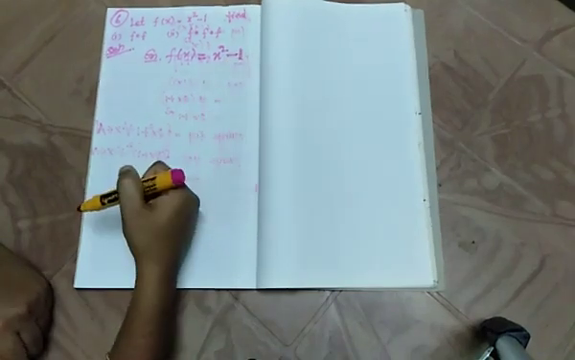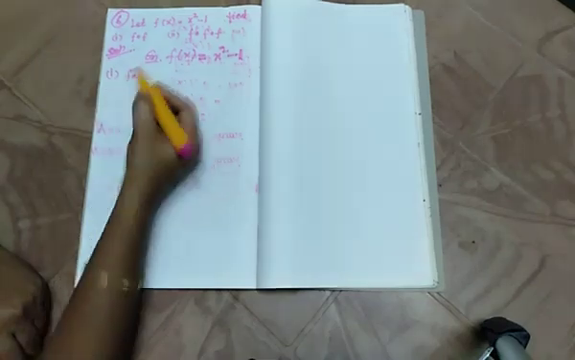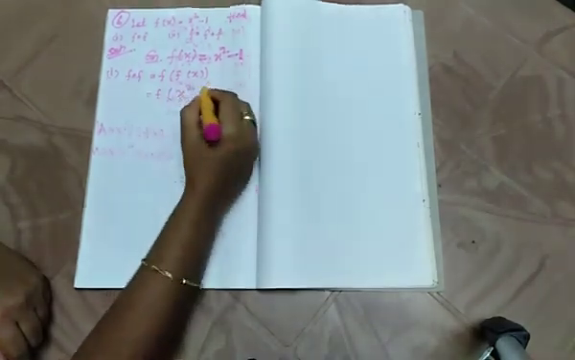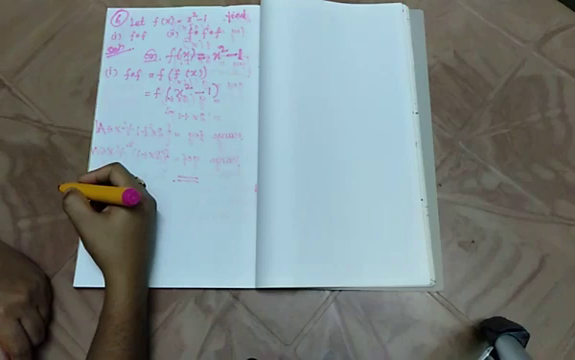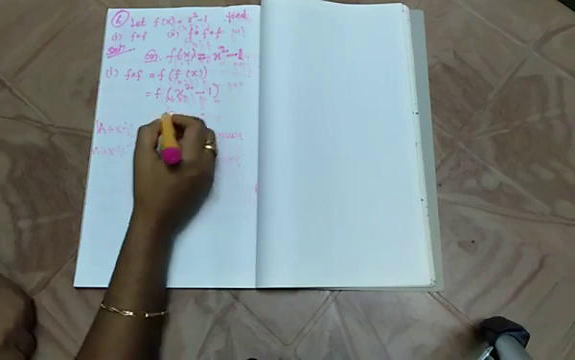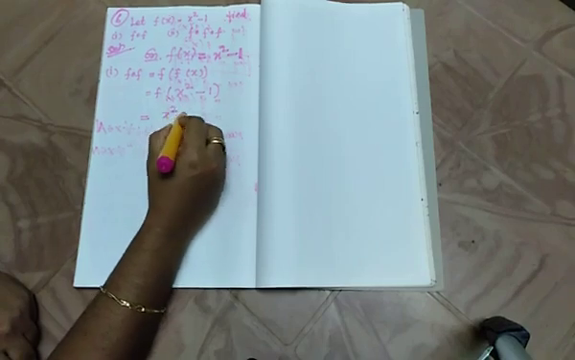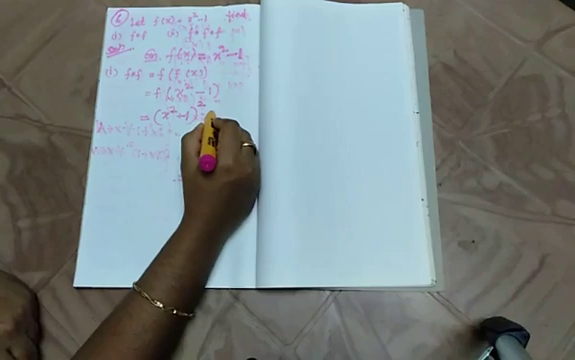Let's see. So the first one: given f of x is equal to x square minus 1. So first f of f. How can we write this? f of x is x square minus 1. Now again, f of x square minus 1. We have f of x equal to x square minus 1, so in the place of x we have to substitute whatever the f of x value is. So what will you get? x square minus 1 the whole square, minus 1.